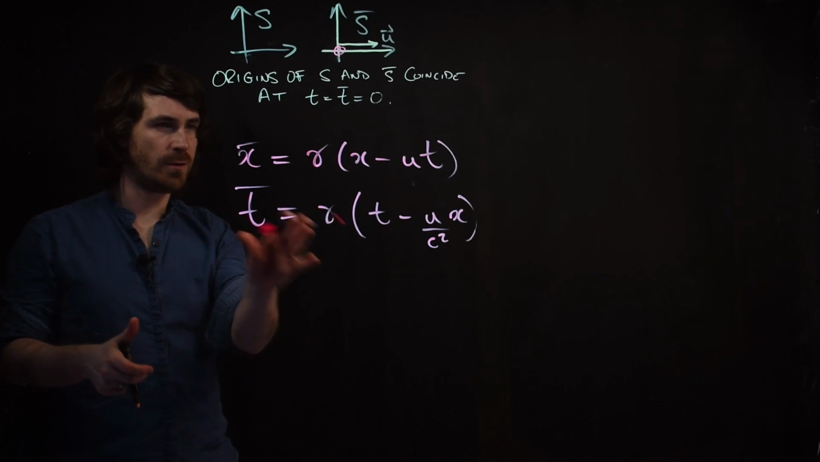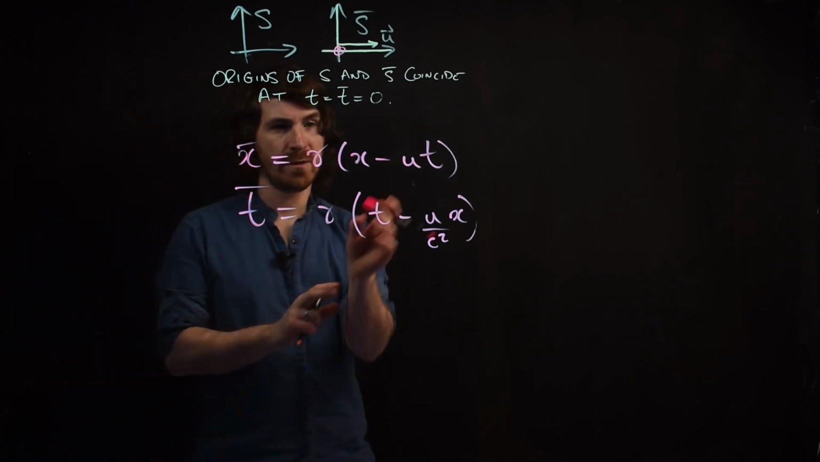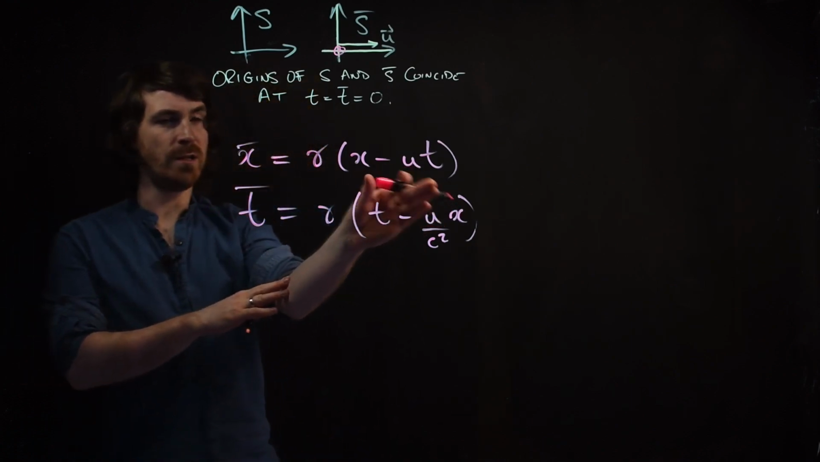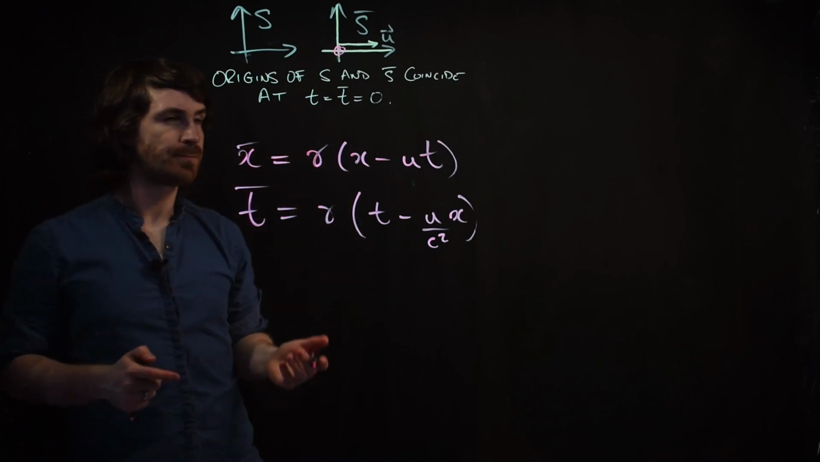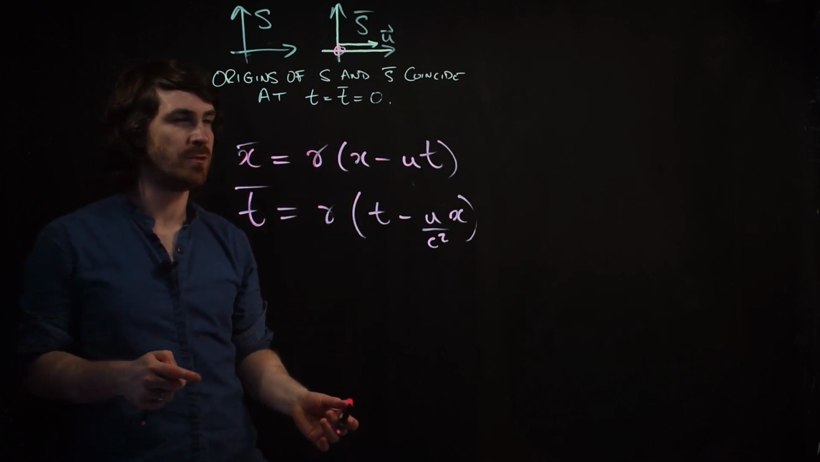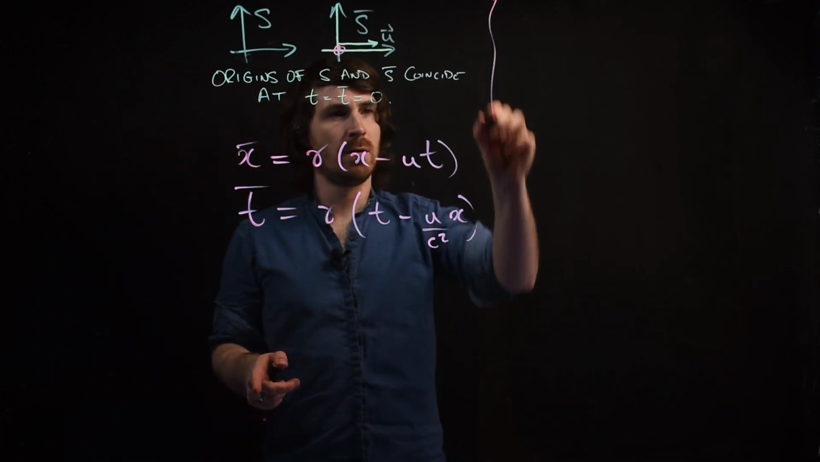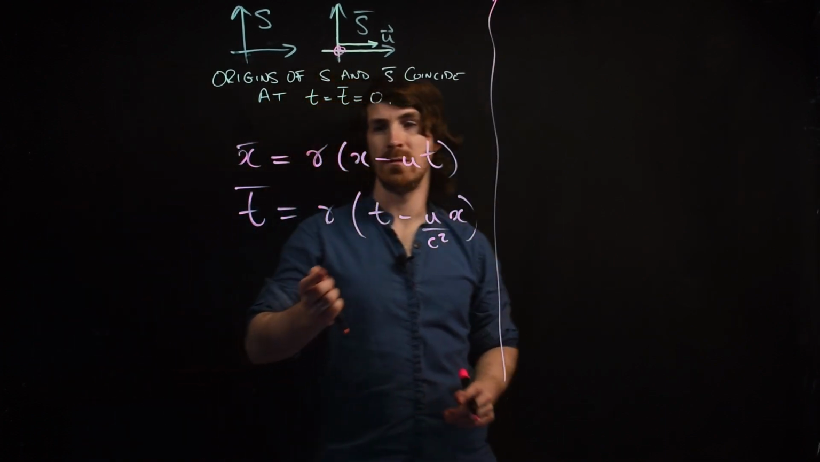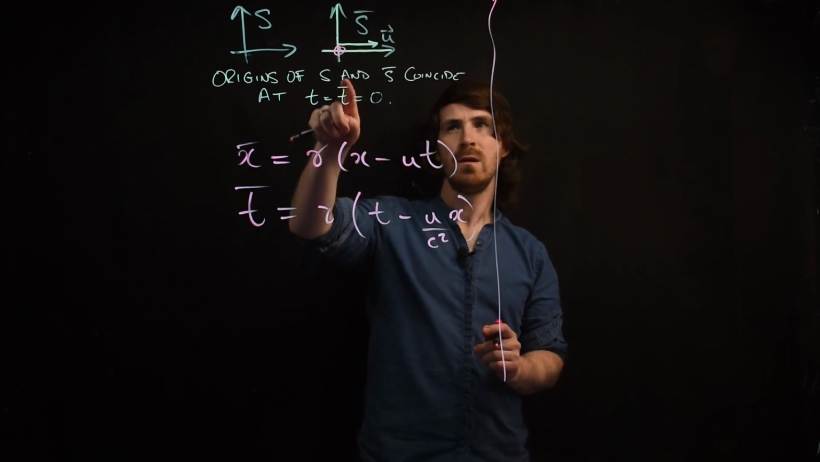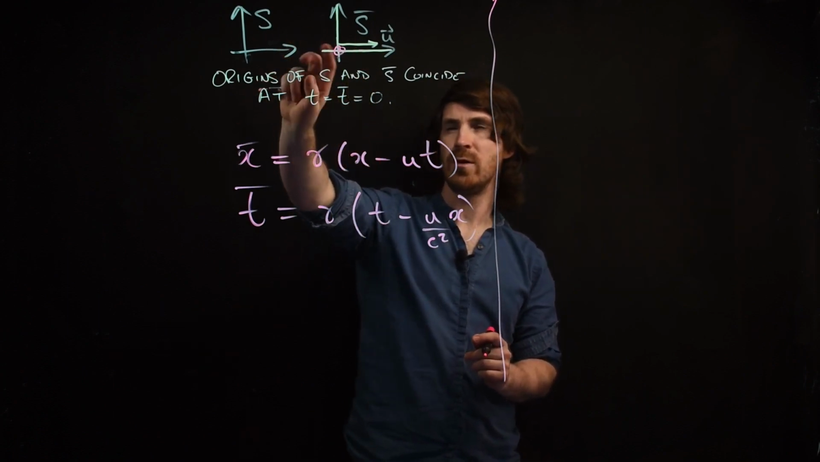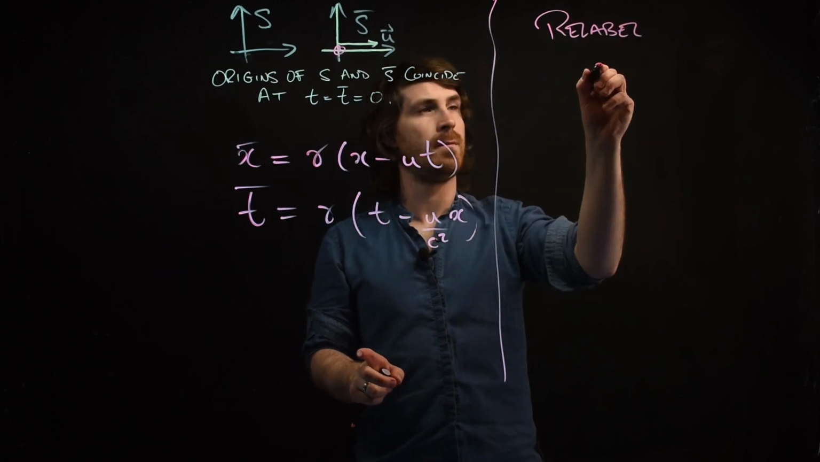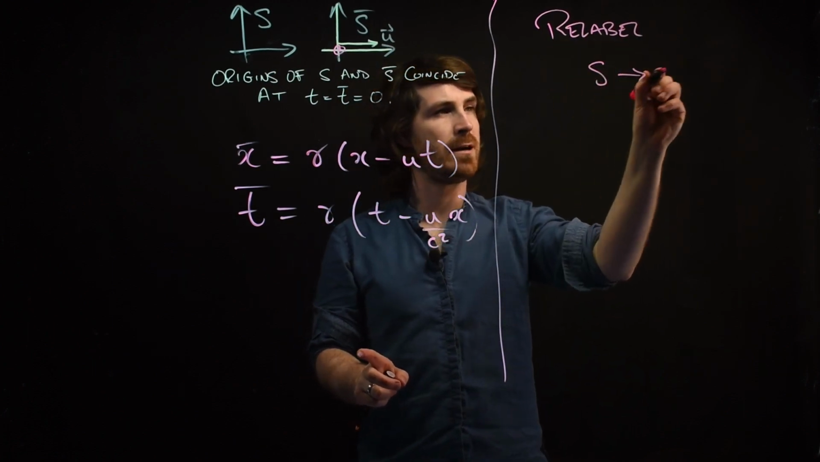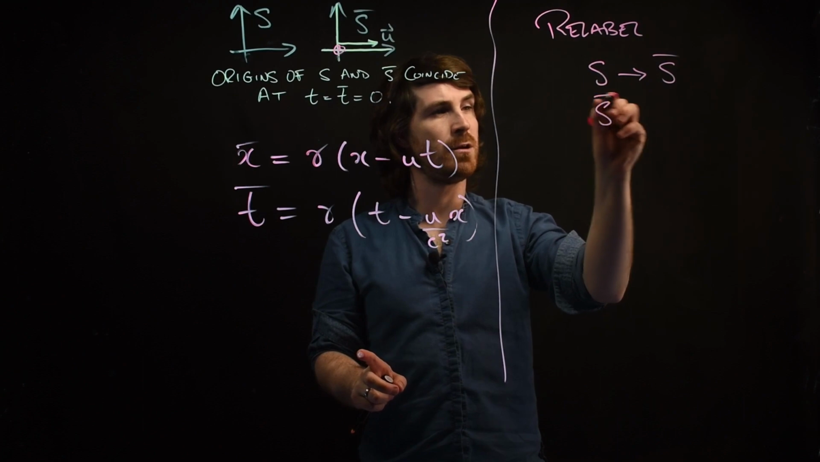So here we have our Lorentz transformation. This takes us from the unbarred coordinates to the barred coordinates. But what if we want to go the other way? So what's the inverse transformation? And the simplest way to do this is just to relabel our two frames. So let's call S bar, S, and let's call S, S bar.